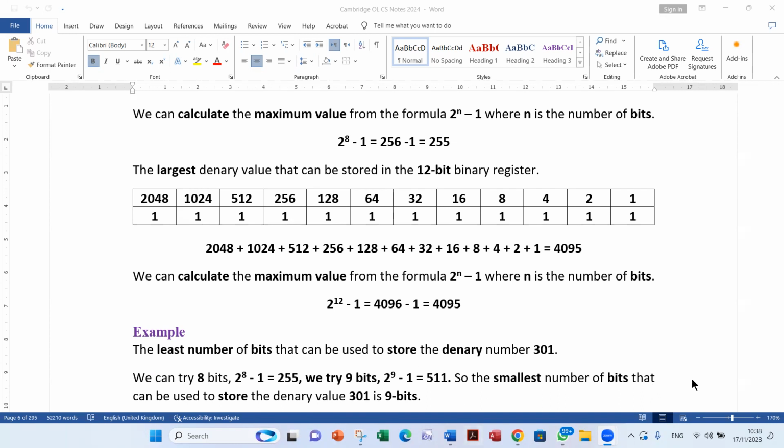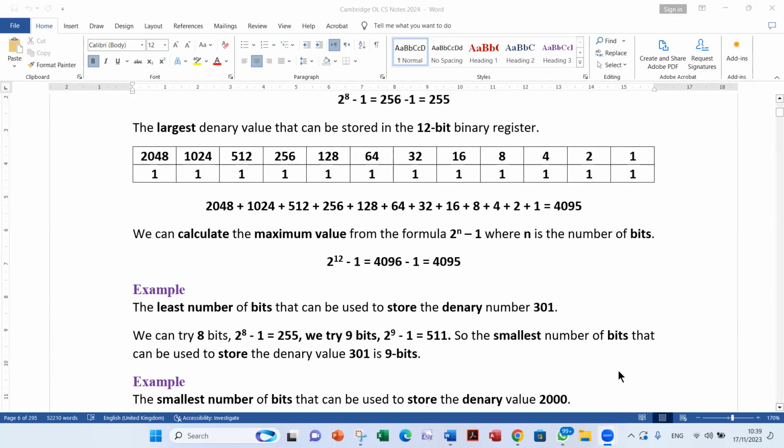Let us try another example. And actually, you have to trust me, I am copying all these from past papers. Everything in here has shown in O-level past papers. Let us do the next one: the smallest number of bits that can be used to store the denary value 2000. Please go and try. Definitely 9 is not enough. Maybe 10 or maybe 11. And don't exceed, because we know that we want the least number of bits.